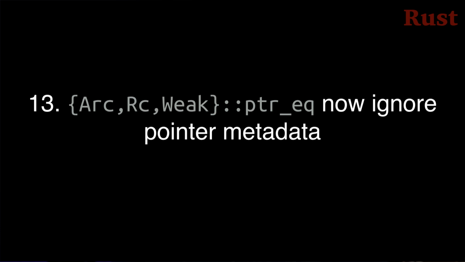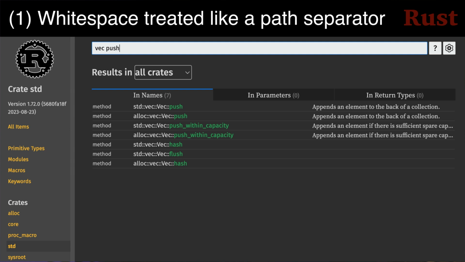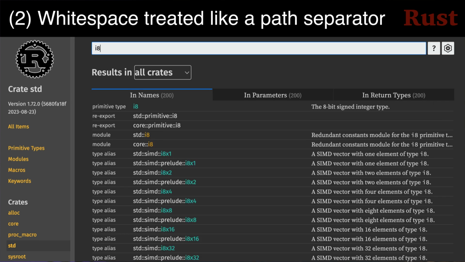This has been fixed. Number 14. There have been a few good Rustdoc improvements. First, whitespace in search input is now treated like a path separator. To get these results before, instead of "vec space push", you would have needed to type "vec::push". This is much nicer.